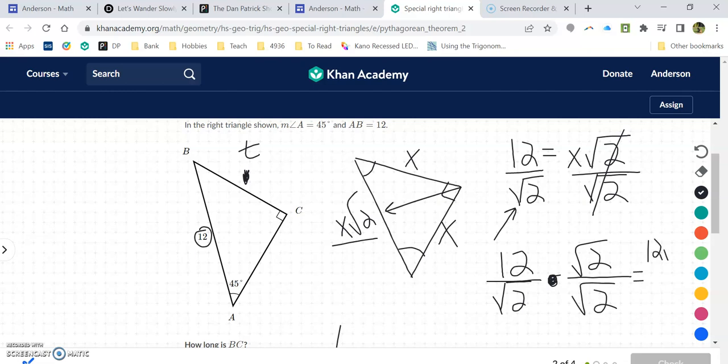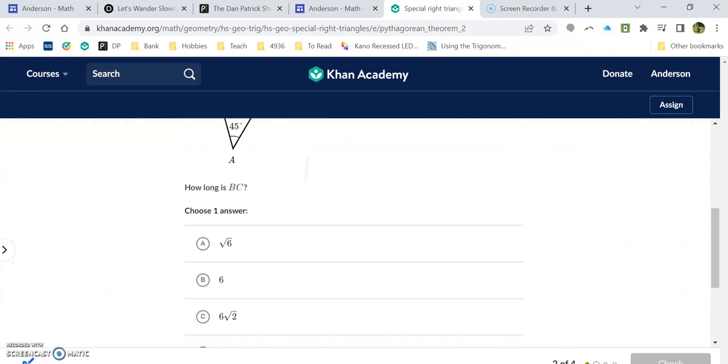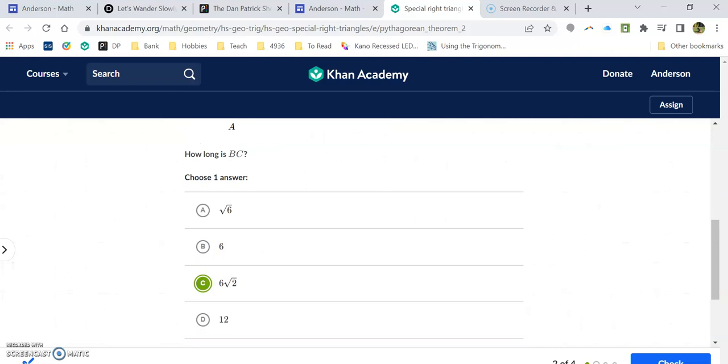Now our top is 12 square root 2. And our bottom is square root 2 times square root 2, which equals square root 4. The square root of 4 is simply 2. So now we have 12 square root 2 over 2, and we're going to simplify this. We only simplify the numbers out front. So 12 over 2 is equal to 6. So 6 square root 2 is our answer. Let's see if I can find 6 square root 2. And C is our guy.